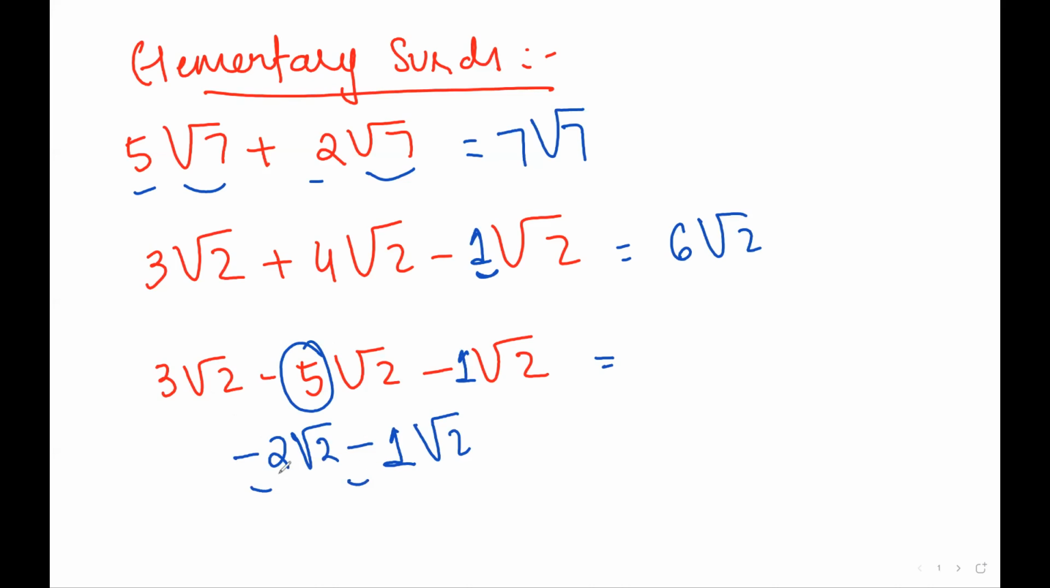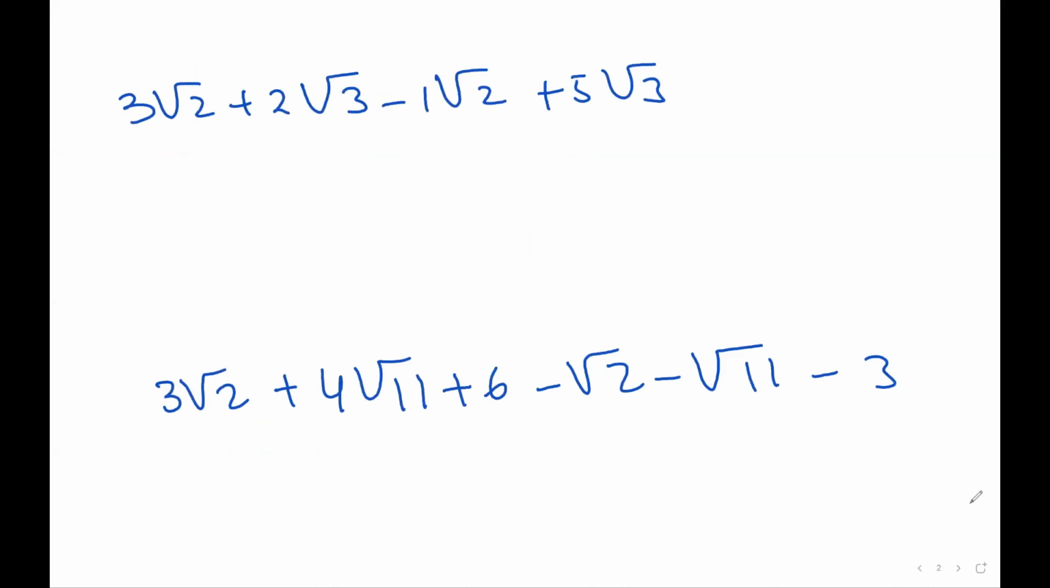Minus minus action is plus. So 2 plus 1 is 3 and sign of minus again, sign of greater number, which is this. So answer is negative 3 root 2. I hope you all are clear till here.